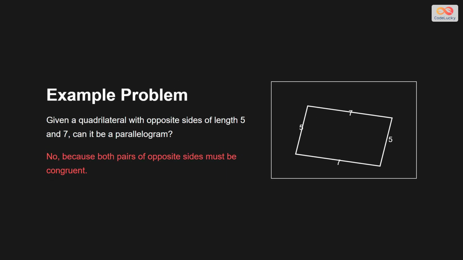Let's consider an example. If you have a quadrilateral where one pair of opposite sides has a length of 7 and the other pair has a length of 5, can it be a parallelogram? The answer is no, because both pairs of opposite sides must be congruent.